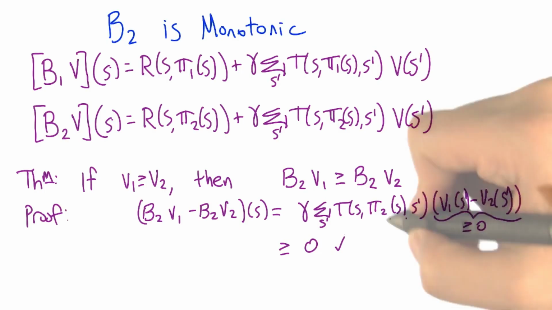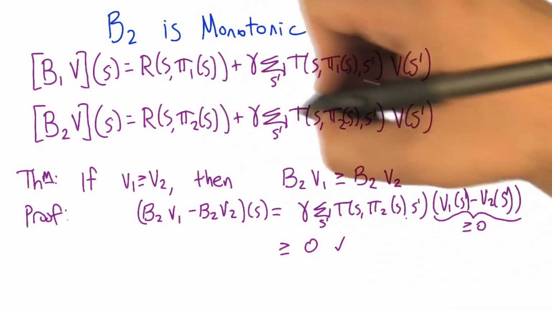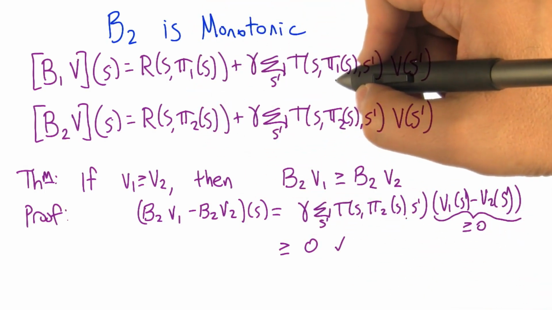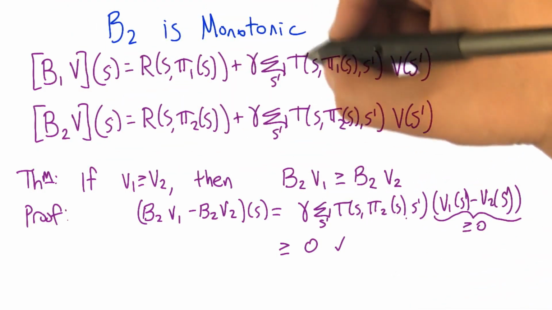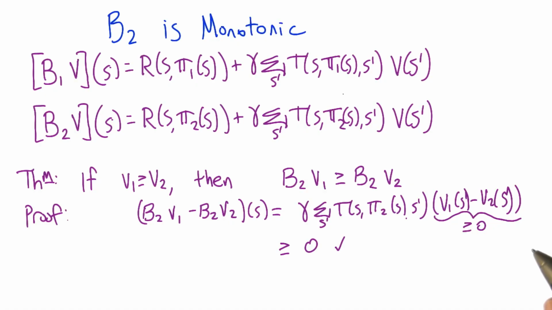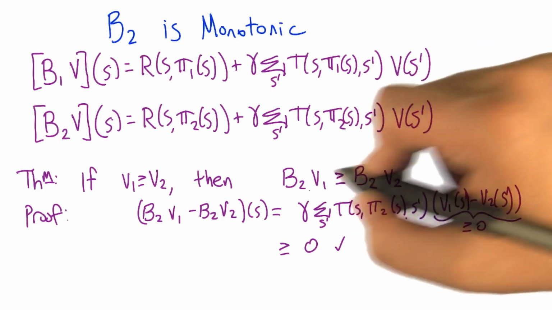Yes, exactly. The only thing that we're actually using here is that we have a fixed policy. It doesn't matter what the policy is. So B1 and B2 are the same operators, except they just differ as to which fixed policy they're using. Okay, so both B1 and B2 have mono. That's perfect. No, no, they don't have mono. They are monotonic, meaning they preserve this kind of ordering property.